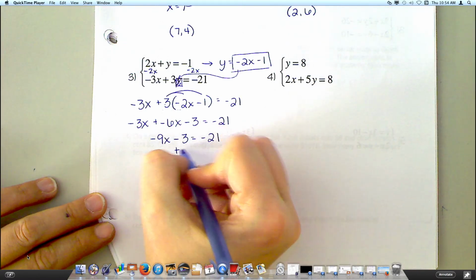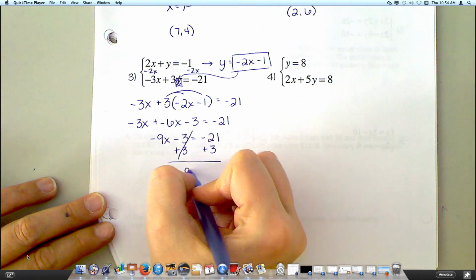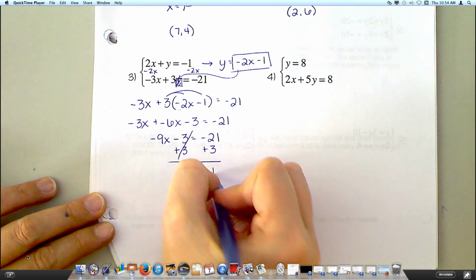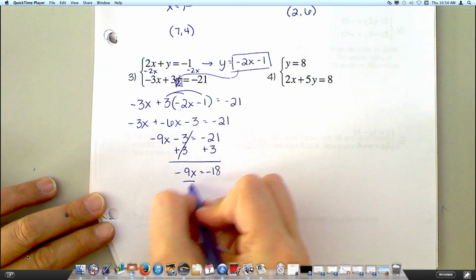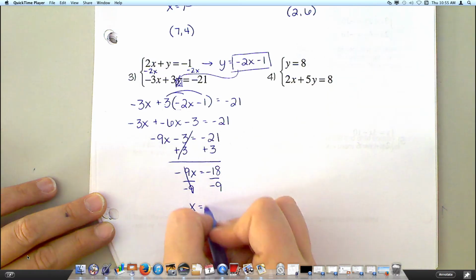Let's add the 3 to each side. Negative 9x equals negative 18. Divide by negative 9. X equals 2.